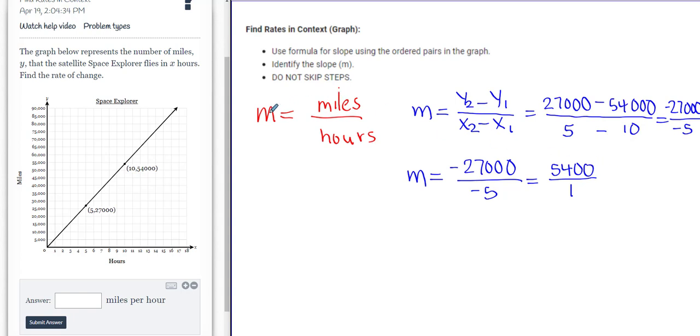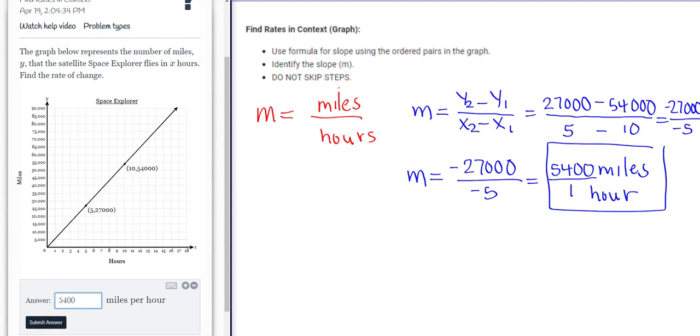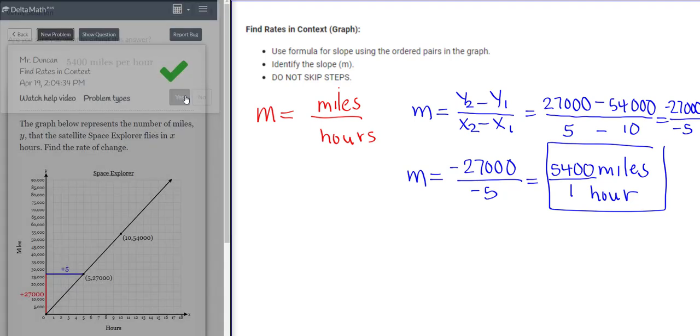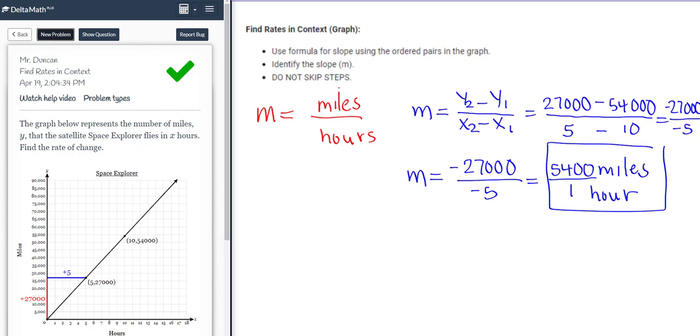But remember over here how we set it up in context? We put miles per hour. So it's going to be 5,400 miles per 1 hour. So this right here is our slope written as a fraction. All we have to do is plug it in over here. So I'm going to put 5,400 miles. We're good to go.